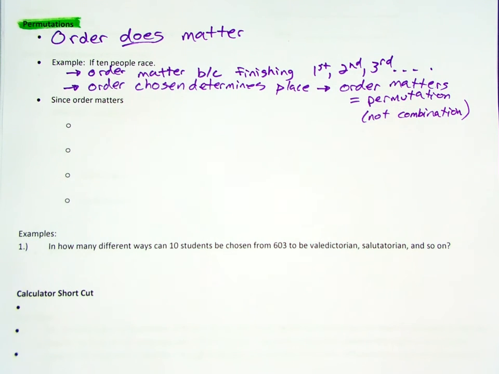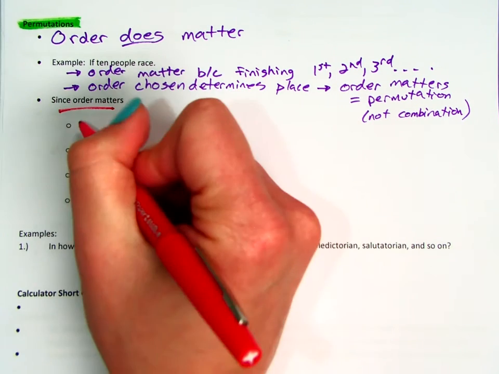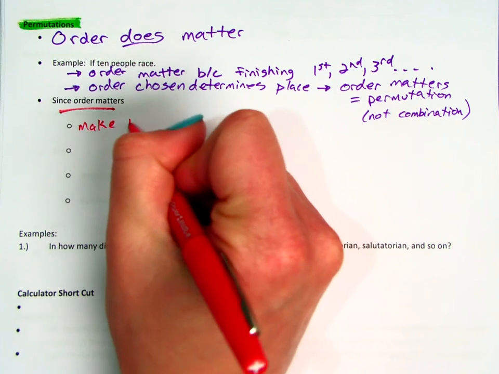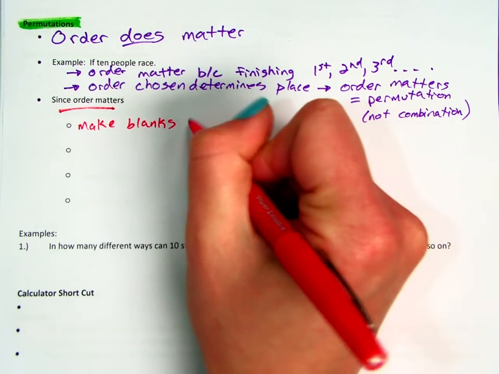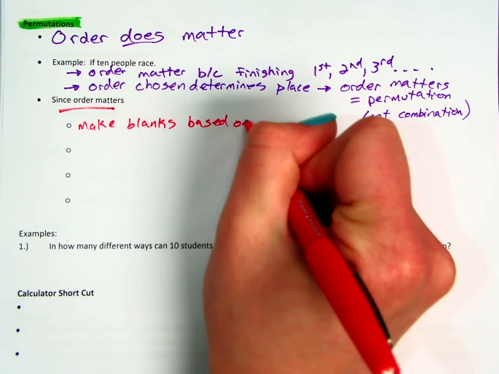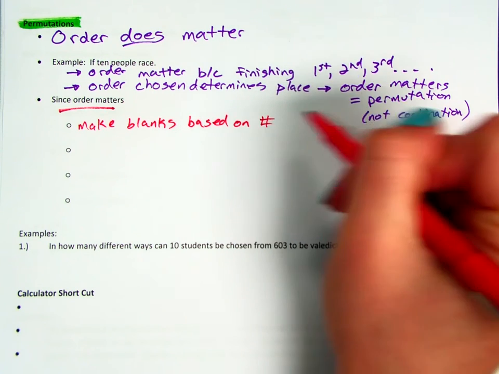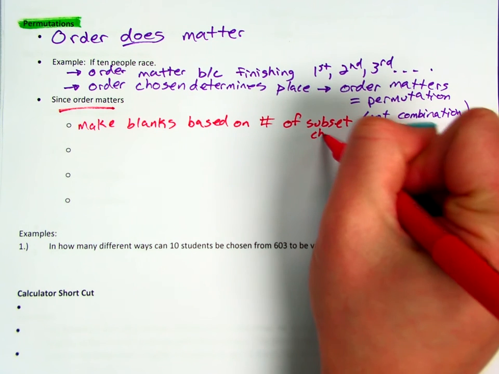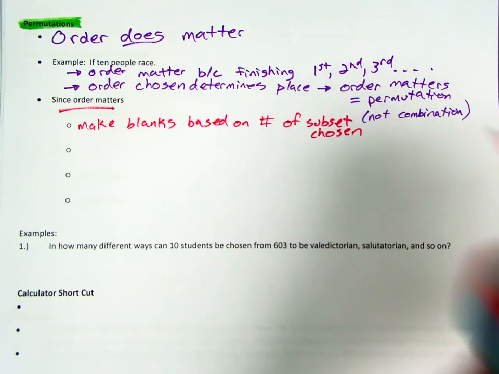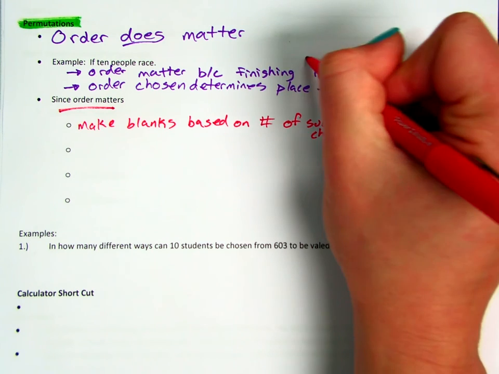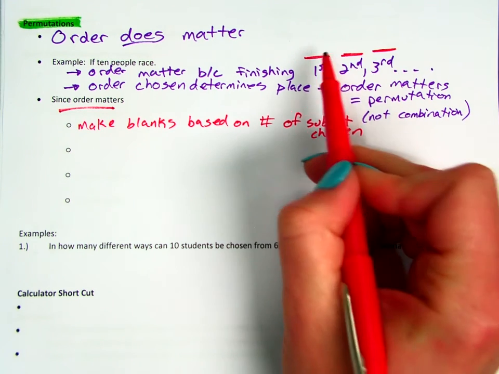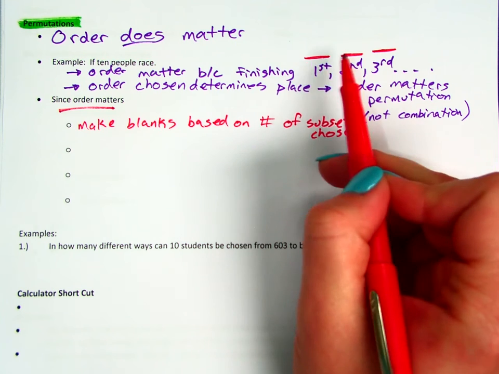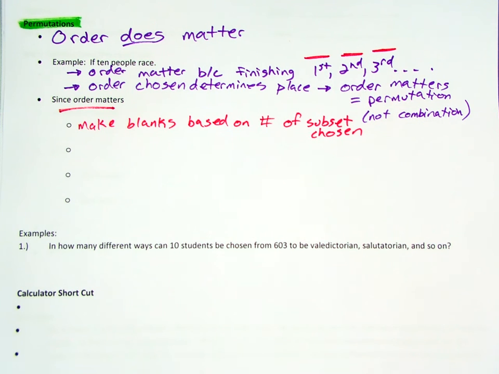Okay, so since order matters, we're going to have to do things a little bit differently. Since order matters, our first step is to make blanks based on the number of the subset that is chosen. For example, normally you only get points in track for the first, second, and third place person, so I would do 3 different blanks, because that is the number of subsets I'm choosing in order to get points from them.